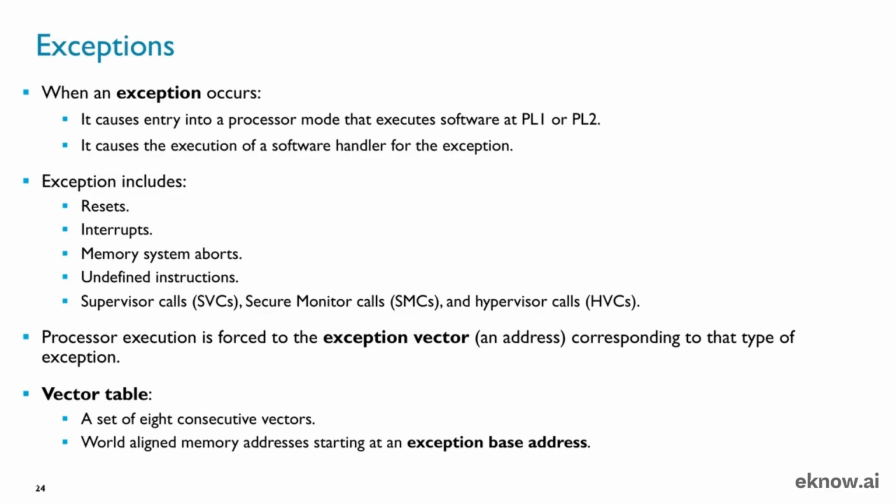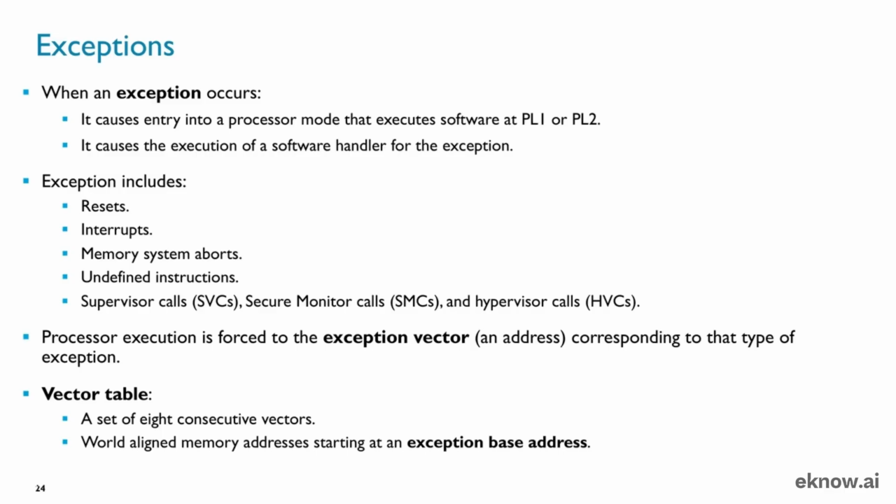What can cause an exception? The slide gives us a list of common types. A reset is the most fundamental one. It happens when the system is powered on or reset. Interrupts are usually signals from external hardware. For example, when you press a key on your keyboard or your network card receives a new data packet, it sends an interrupt to the processor to get its attention. Memory system aborts happen when a program tries to access a memory location it's not supposed to, like trying to write to a read-only area.